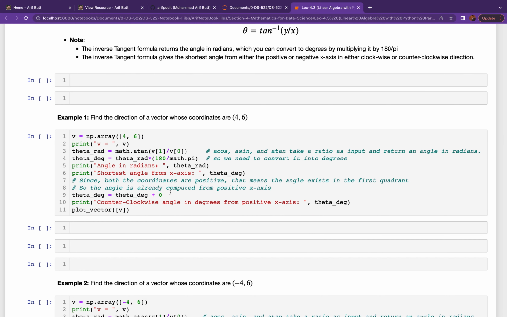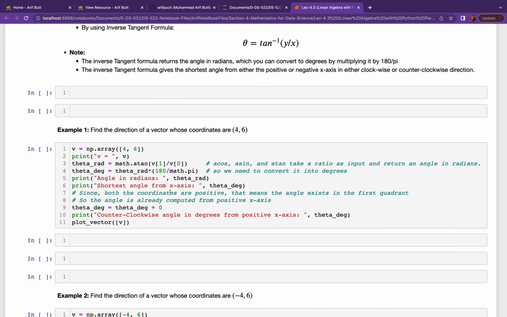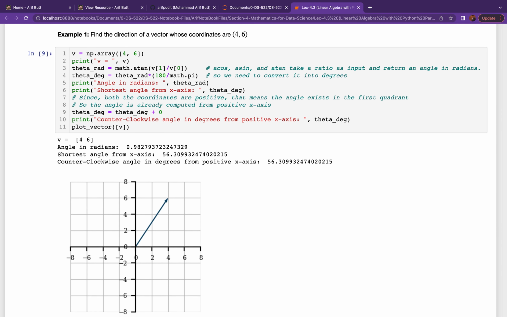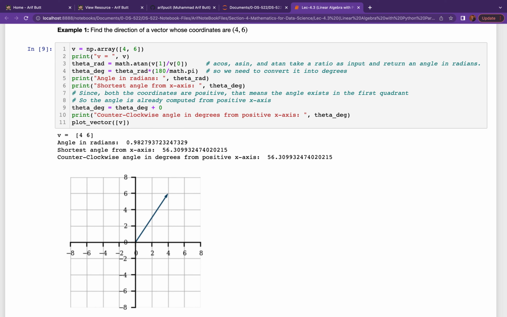Let's see this example, example 1. Suppose we want to find the direction of a vector with coordinates 4, 6. Let me execute the code of the cell to visually show you the vector first. Okay, so here it is. So this is the vector having its head at point 4, 6 and tail at origin.